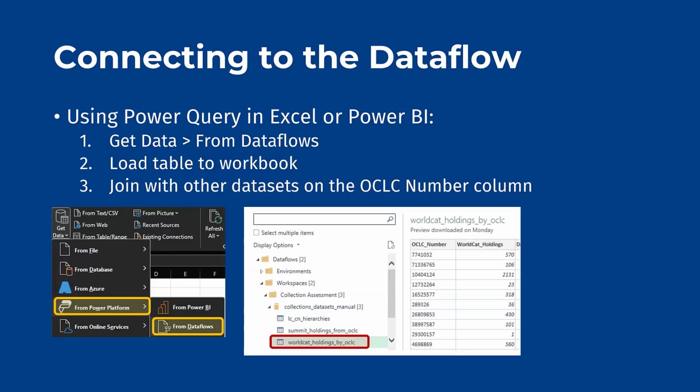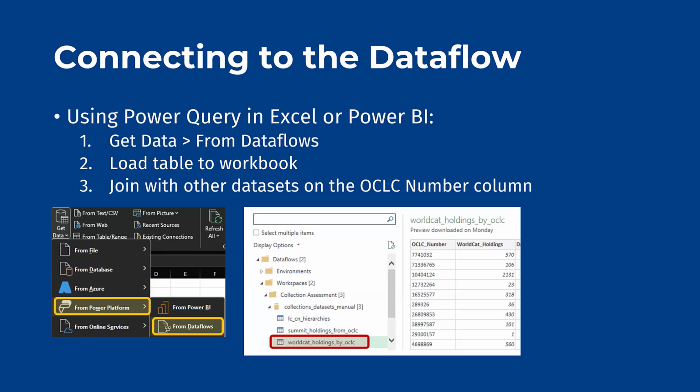Once the data flow is set up, you can connect to it using Power Query from Excel or in Power BI. These screenshots are from Excel. So Power Platform will be one of the options for data sources you can connect to. And you can select a specific data flow to connect to. In that preview, you can see I've now connected to that combined table that I created.